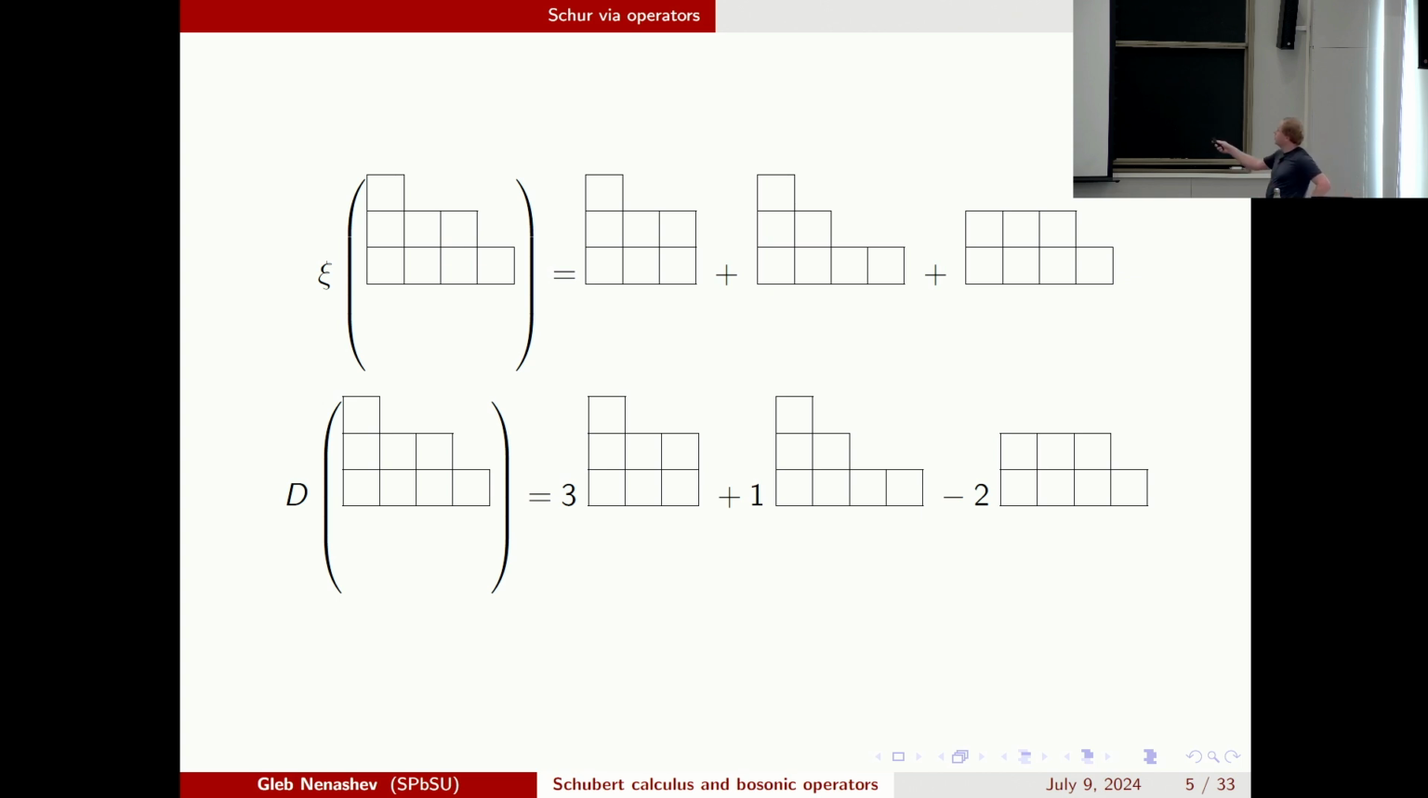So this Xi, we just delete one box in all possible ways, such that it's still a Young diagram. And D, we take some coefficients. So here we have coefficient 4 minus 1, so it's the first column and first row. Here 3 minus 2, so it's 1. And here 1 minus 3, so the coefficient is minus 2.